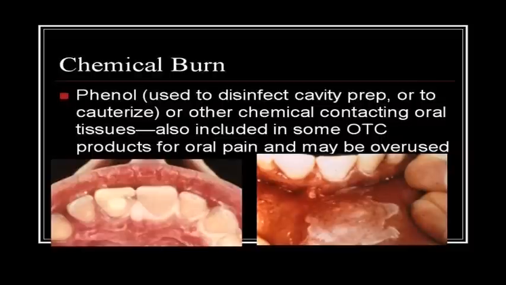A chemical burn may be caused by phenol or other chemicals coming into contact with the oral tissues, many of which are found in the dental office. Phenol, for example, is used to disinfect the cavity prep or to cauterize tissue. Phenol is also found in some over-the-counter products used for oral pain, and clients have to be advised that overuse may result in a burn.